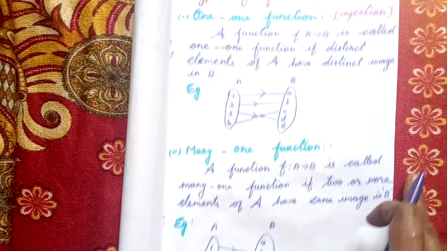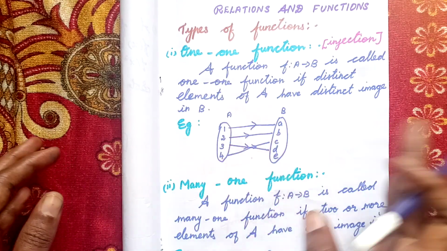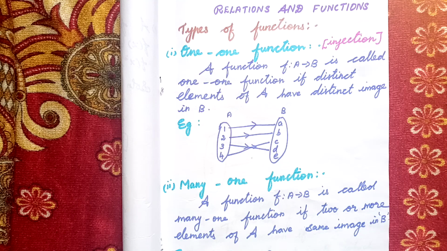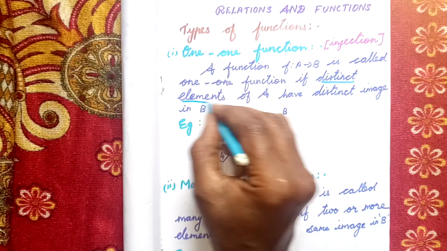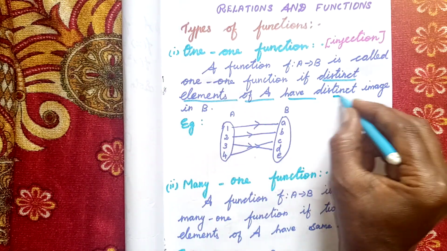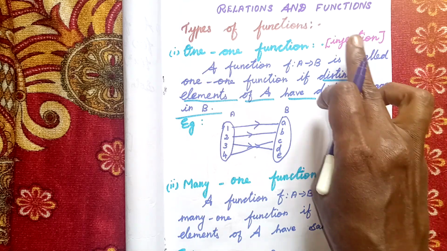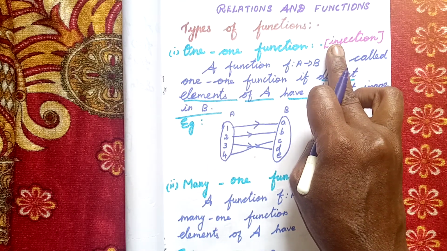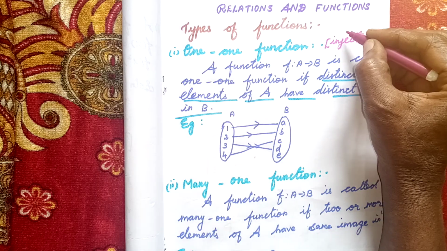One-one function means distinct elements of A have distinct images in B. This one-one function, another name is injection.